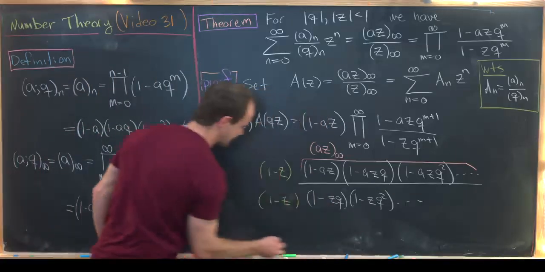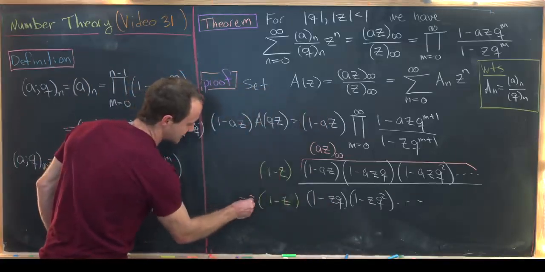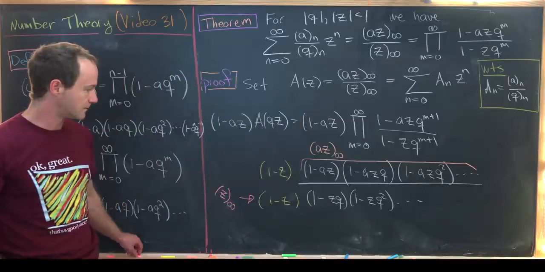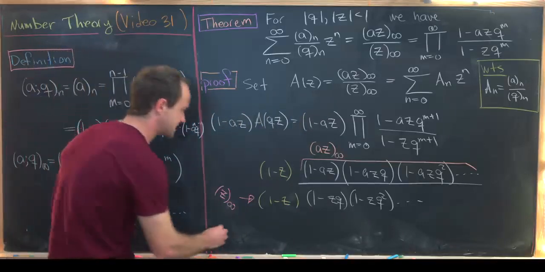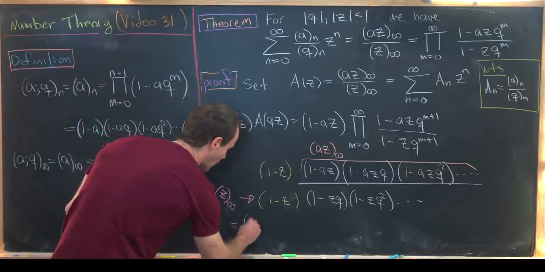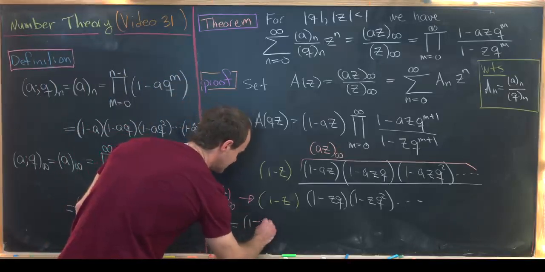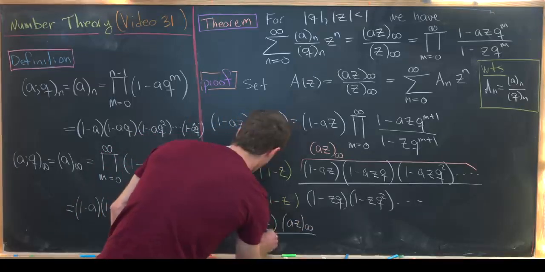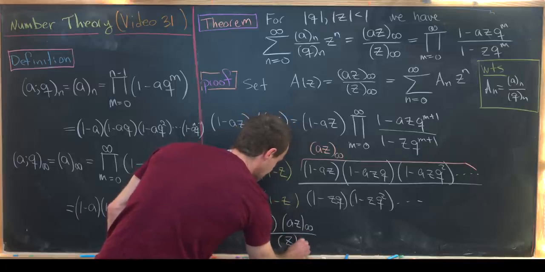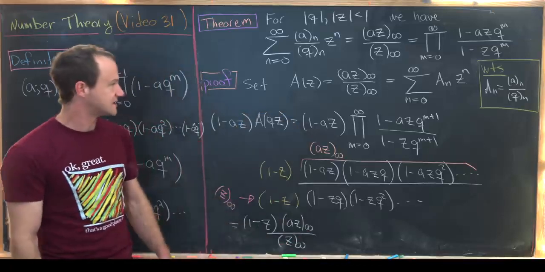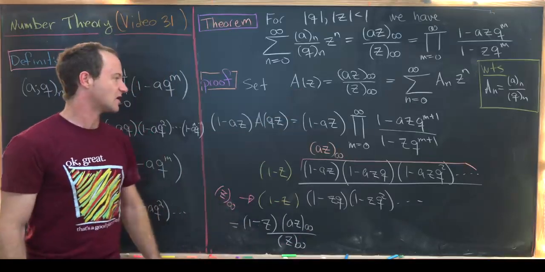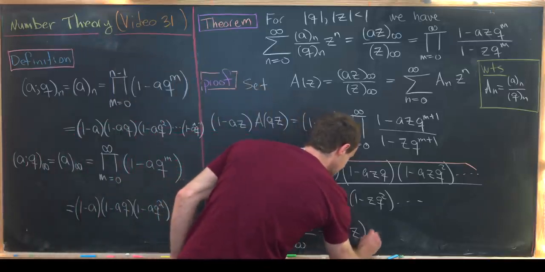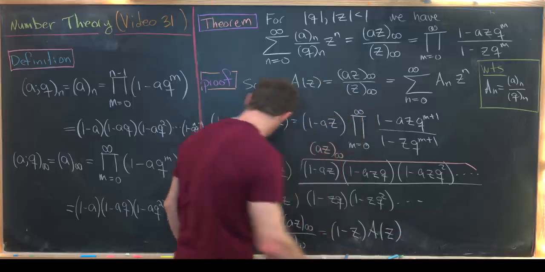So what does that turn the denominator into? Well, that turns the denominator into z infinity. Okay, cool. So let's see where that leaves us. That means we have 1 minus z times A(z) infinity over z infinity. But notice this A(z) infinity over z infinity is exactly our function A of z. So this is equal to (1 minus z) A of z.